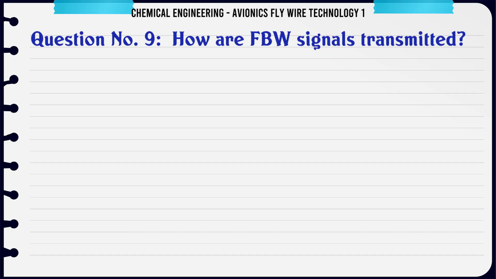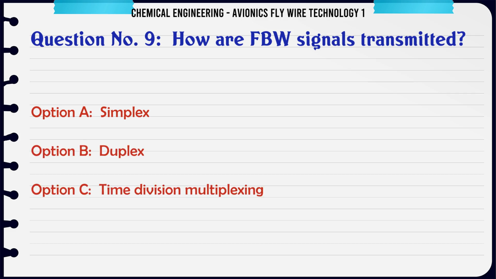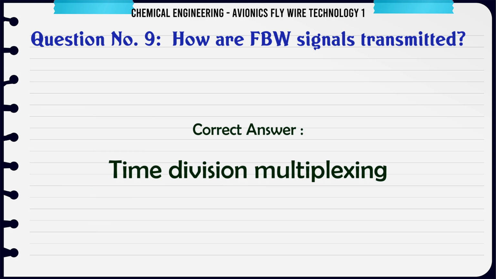How are FBW signals transmitted? A. Simplex. B. Duplex. C. Time division multiplexing. D. Code division multiplexing. The correct answer is time division multiplexing.